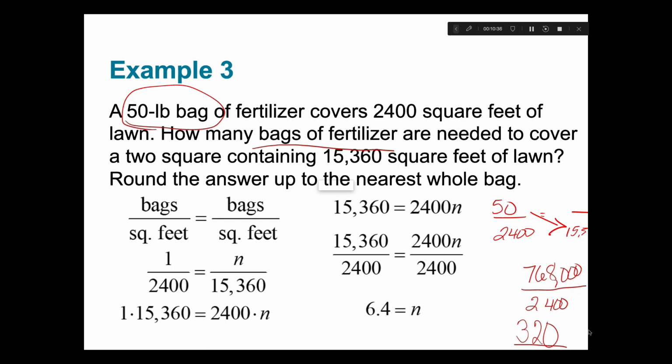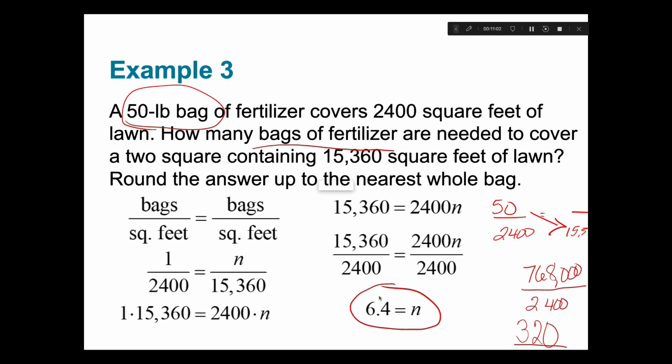When we set up our proportions, we said pounds per feet, and there's nothing wrong with that. That's the information it gives us. We just need to make sure that at the end, it says how many pounds of fertilizer, but it doesn't. It says bags. So we still have to divide that answer by 50, and you should end up with 6.4. You understand how we got here?